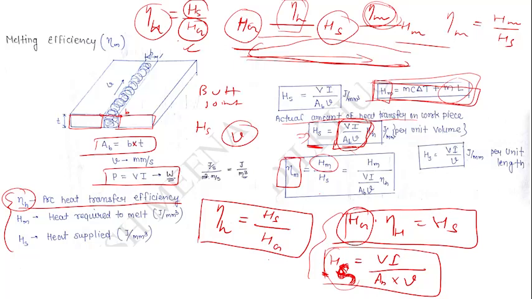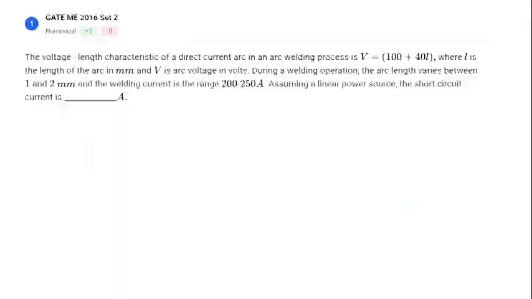Ma'am, what is the unit of Hm? Joule, and joule per meter. The unit per unit volume. By the formula it seems to be joule. By the formula, yeah, but Hm, when you'll be using it, you'll use per unit volume. Okay, now try to solve the question.